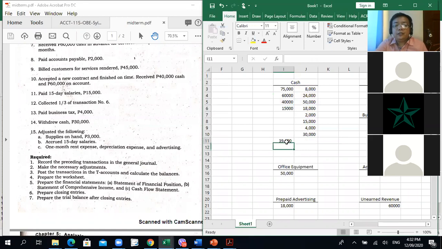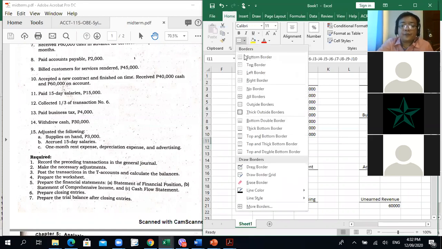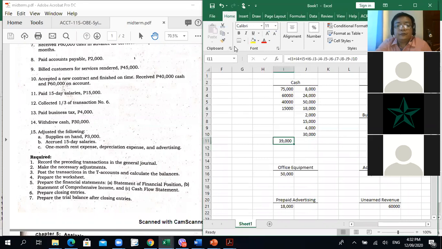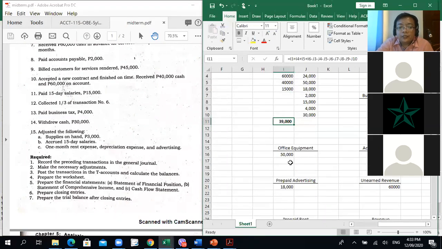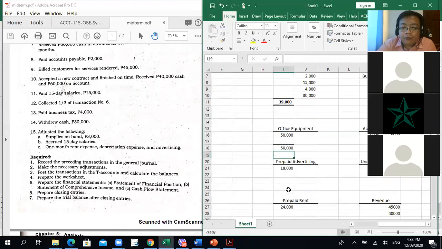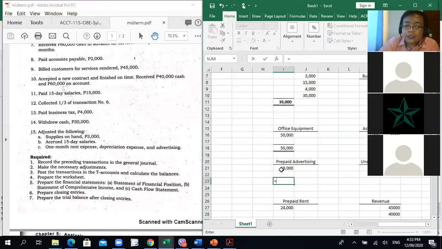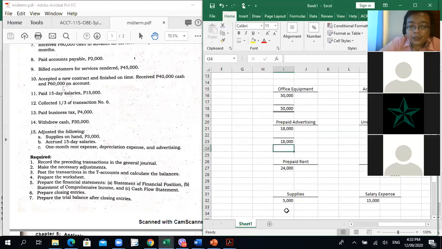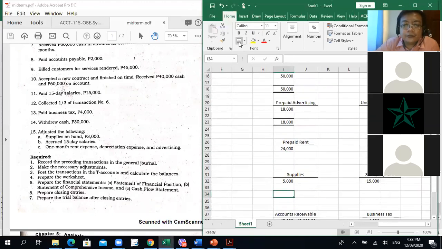So, tama ba? You have 39,000. Alright, office equipment, the cost here is at 50,000. Prepaid advertising, the cost here is at 18,000. Then prepaid rent, and the cost here is at 5,000. Supplies pala yan, sorry.